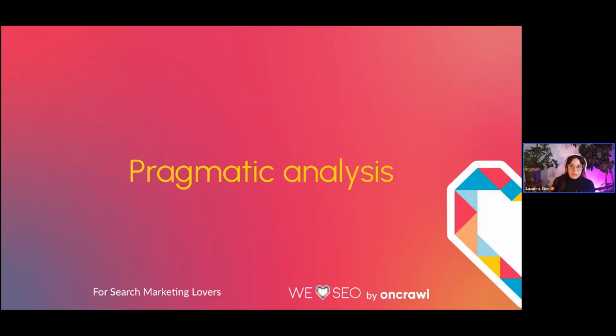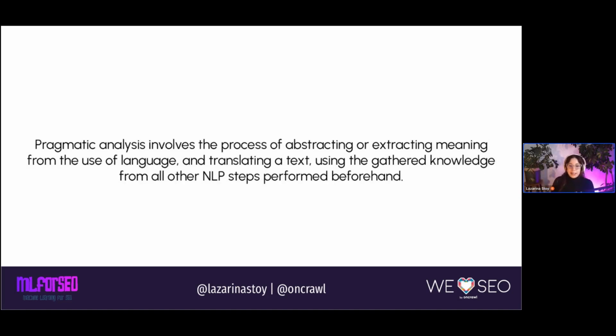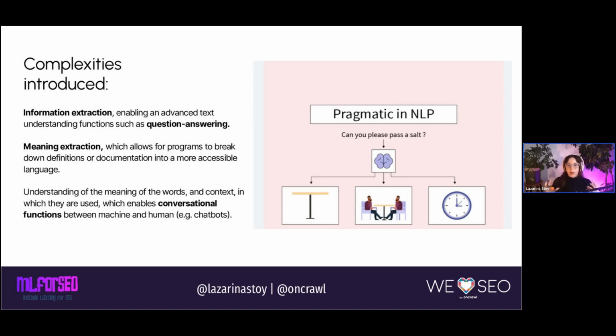So now we're in the last phase, pragmatic analysis. This is where we actually enter things like extrapolating and incorporating learnings from all of the other phases. So we have the additional context, we have the semantics, we have the syntax, we have the word analysis, and now we're also adding the additional knowledge of pragmatics, right? Here we're talking about things like information extraction, being able to answer questions, and being able to incorporate and understand a combination of different contexts.